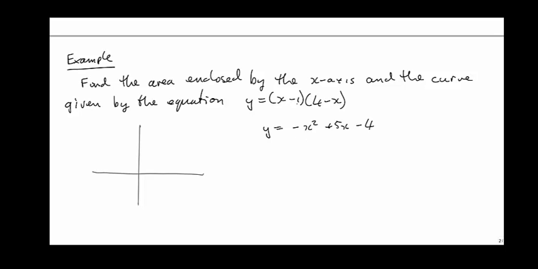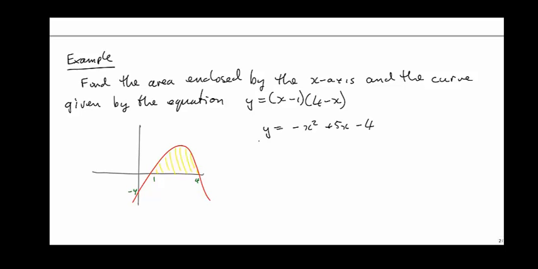And we can see from the original equation that it crosses the x-axis at x equals 1 and x equals 4. And from the expanded equation, it crosses the y-axis when y is minus 4. And so the curve looks like that. And this is 1, and this is 4, and this is minus 4. So the required area is the area under the curve and above the x-axis, like that.